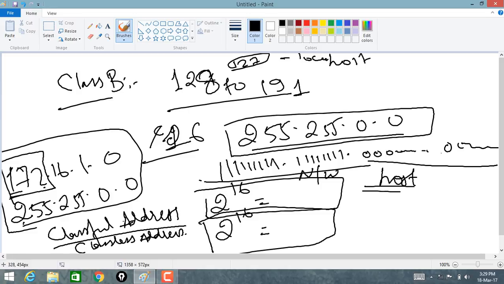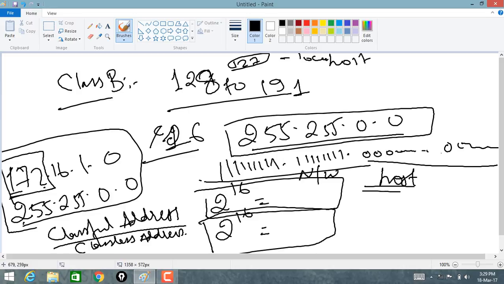This is quite simple. I'll repeat again: if it is a class B address and we are using a class B subnet mask, then it is classful addressing. And if we are using a class B or class A IP address and we are using some other class, like a class C subnet mask, then it is known as classless addressing.